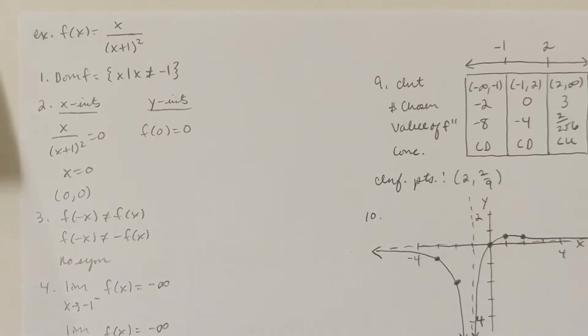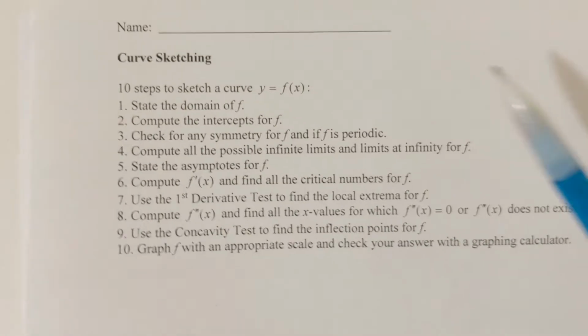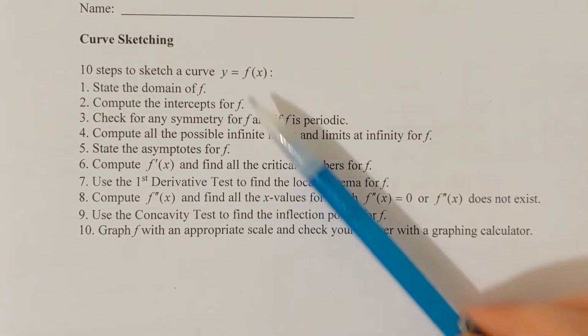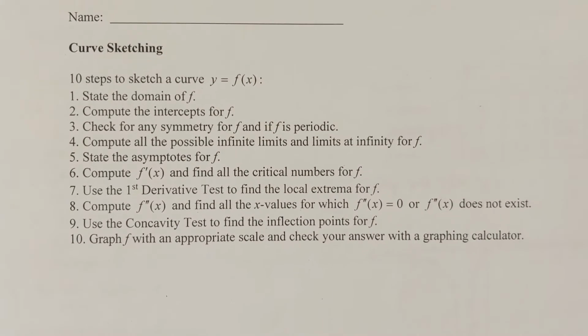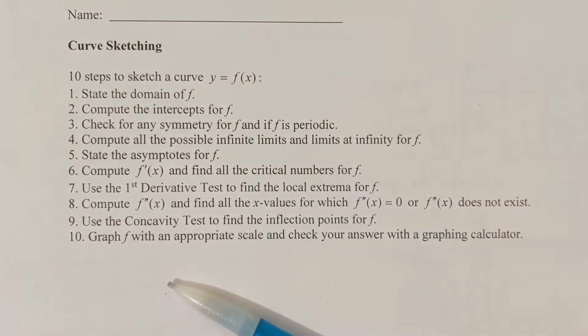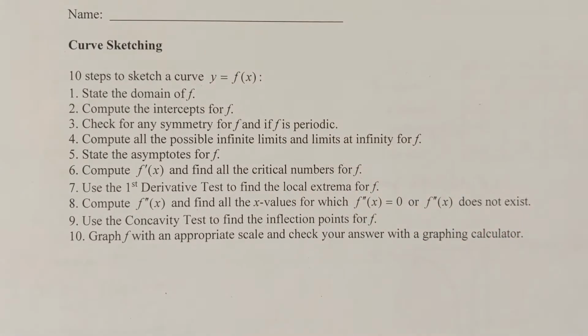The way that we are sketching the graph is we're going through a list of 10 steps here. And of course this is in your notes, and I mentioned this on the last video there. So I'll be using this list, which is also what the book is doing as well. Okay.